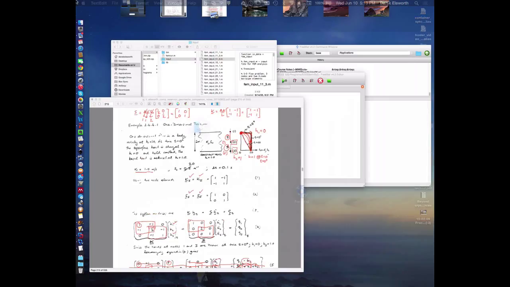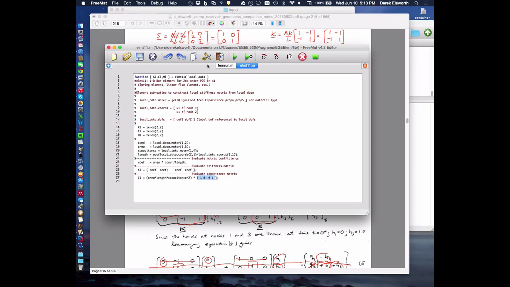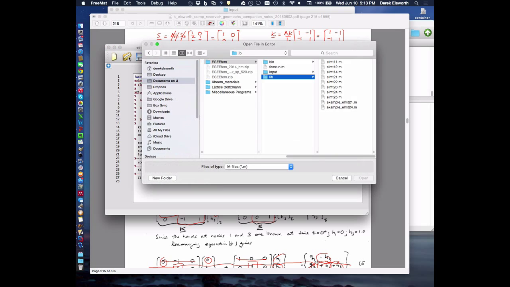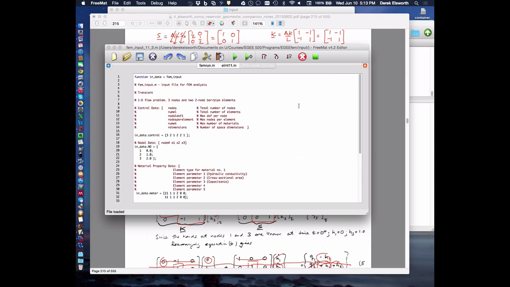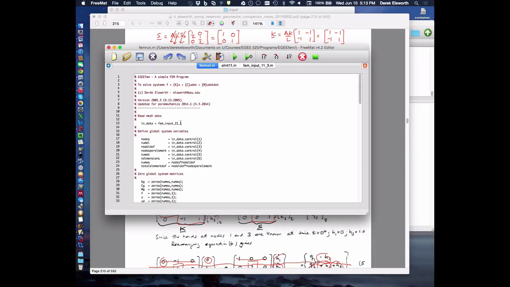So let's go back to FreeMat and import it. And so import the data file. It was this one, I think. We're going to run it. We're going to run it for this particular data file.